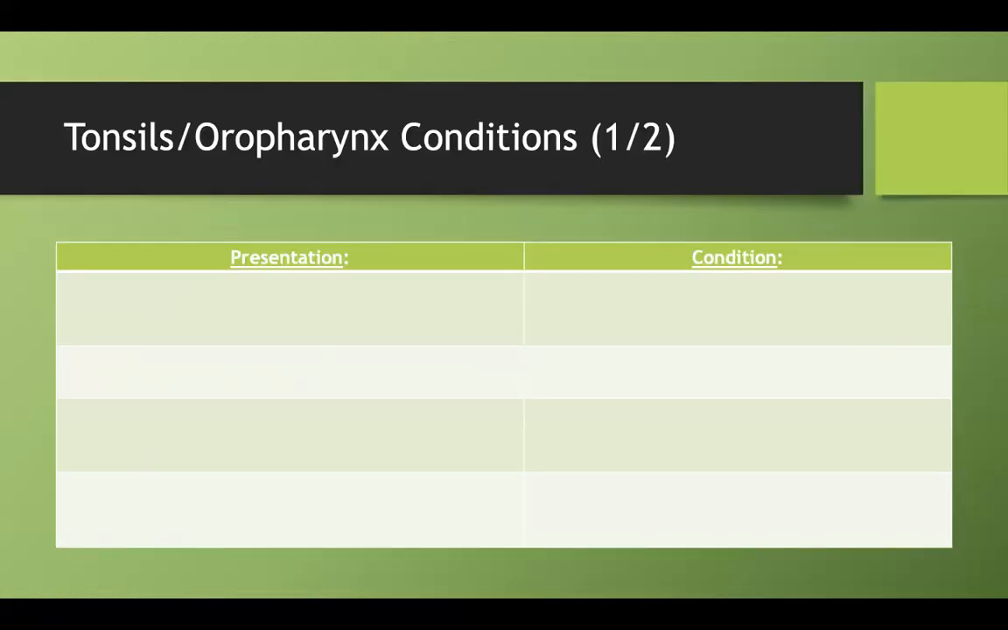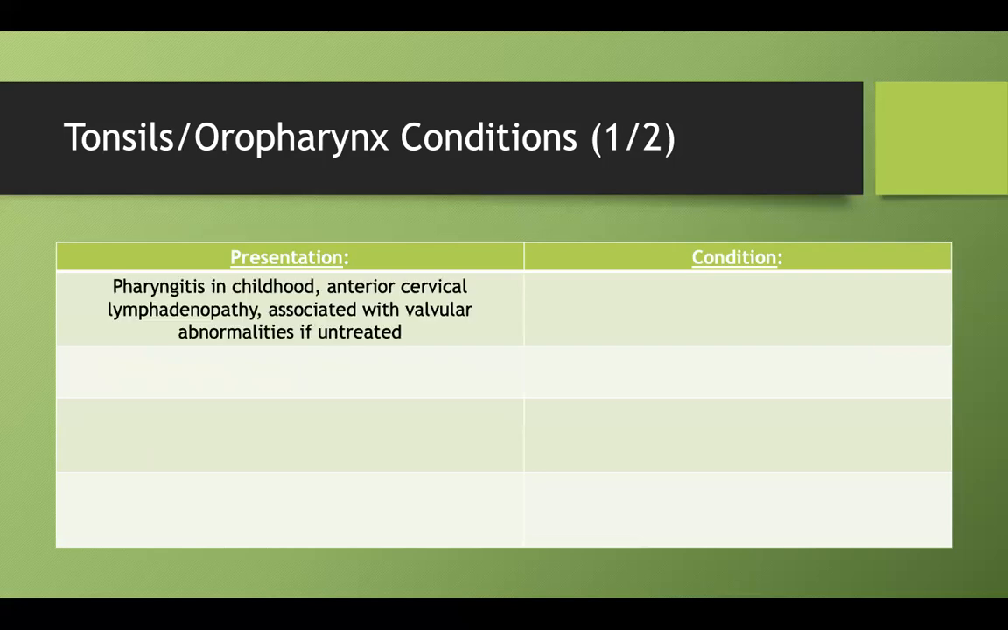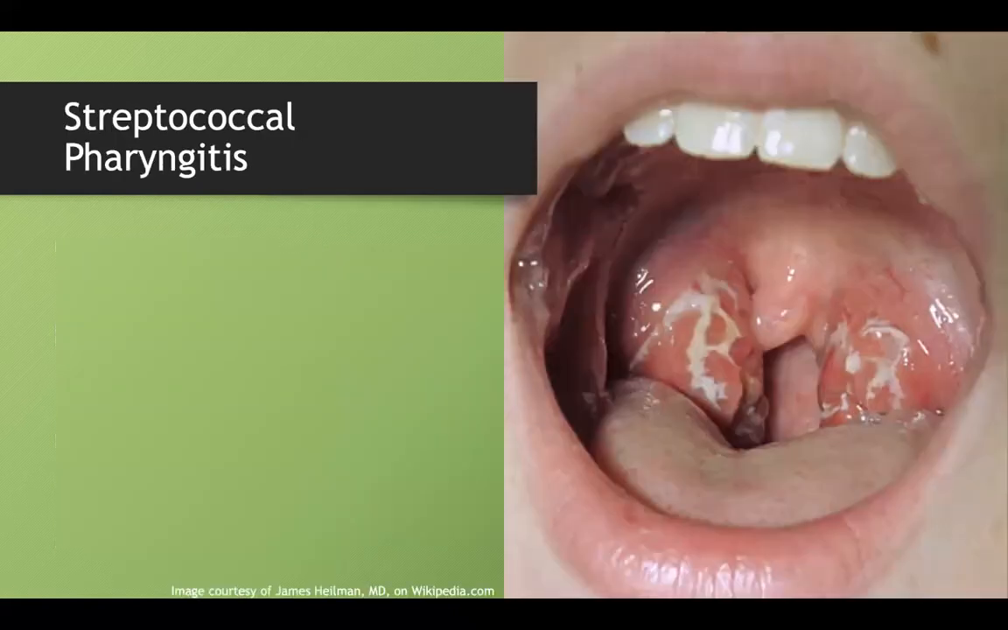Let's move on to the tonsils and the oropharynx real quick. What if you saw a kid who had pharyngitis, anterior cervical lymphadenopathy, and the condition also has an association with valvular abnormalities if left untreated? It's not a trick question. This is also group A strep. That valvular abnormality, that's the rheumatic fever we talked about earlier. So it's the same thing.